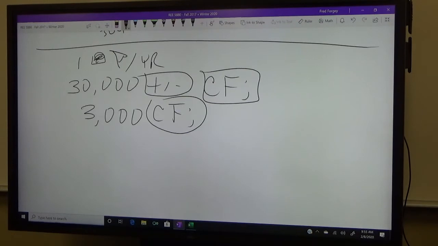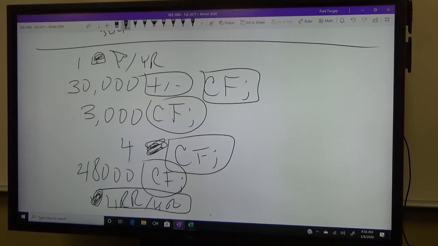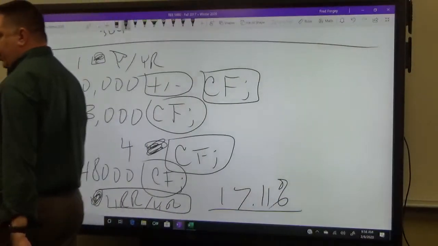You can save yourself some steps there if you want to by putting in that 4 times. And then put in the final 48,000. And then solve for internal rate of return. And you should end up with a 17.11. So try it out. You're going to need to do it on the quiz, so you might as well get used to it. If you're not getting it, check with your neighbor and see if they can help you out real quick.